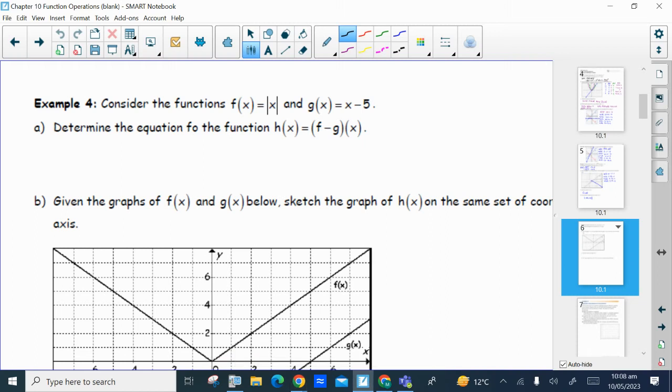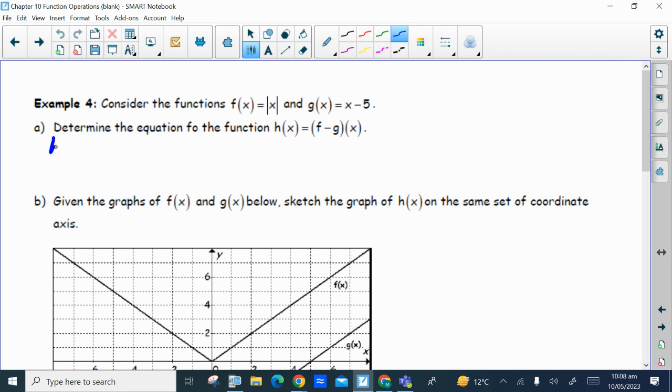So we're going to finish off this lesson 10.1, learning about sum and difference of functions. So for example 4, you're given the equations for f and g, and you want to find h, which is f minus g at x. And so remember that means f at x minus g at x.